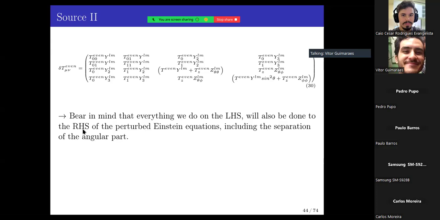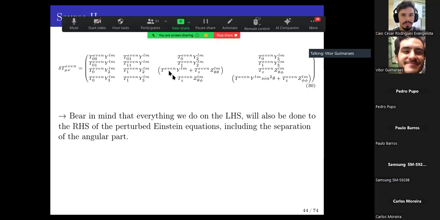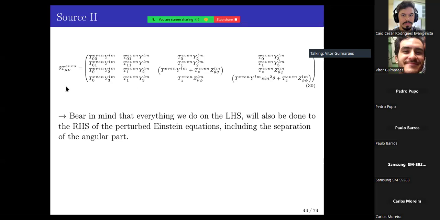But here we have to take care of the right-hand side. So everything we do on the left-hand side will be done to the right-hand side, I mean, with the energy momentum tensor as well. So everything we do to separate the radial parts from the angular parts in the metric perturbations will also be done to the energy momentum tensor, right?